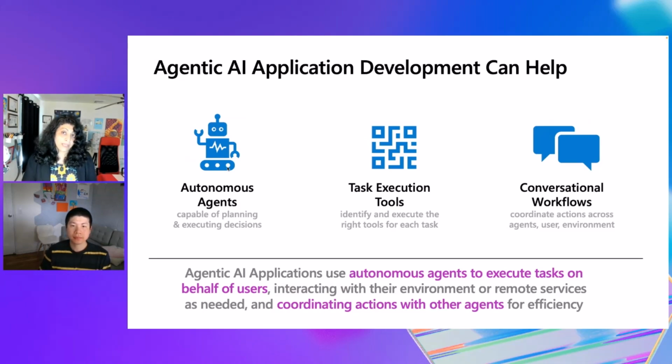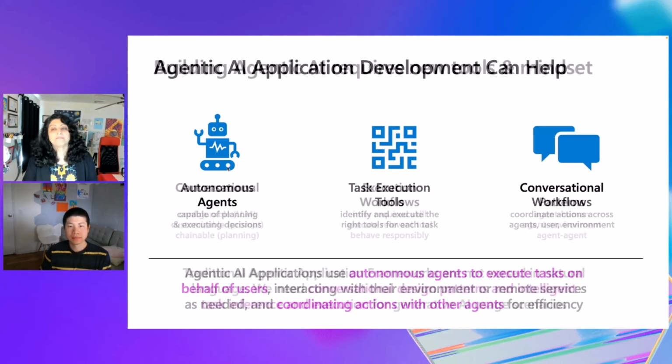If you're familiar with agent applications, not AI, but just agentic applications, traditionally, what it consists of is autonomous agents. Agents that are capable of planning and executing decisions on their own with minimal user involvement. They do this by knowing what task to run and what tools to use to execute particular tasks, so they can do this asynchronously and autonomously and then return the executed results to the user. But when we think about generative AI, we now also have to think about conversational workflows. Not only do we have to do this, we need to coordinate these actions across the agents, the user, and the environment. And this requires new tools and practices.